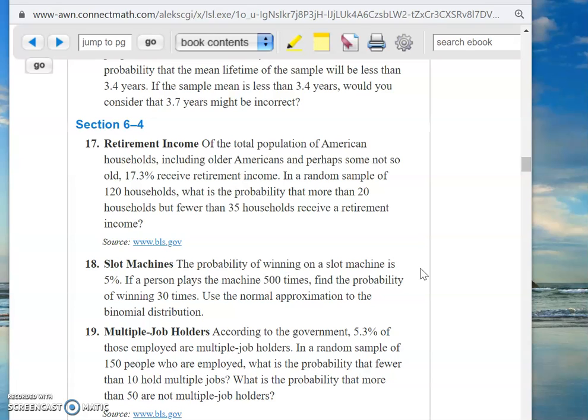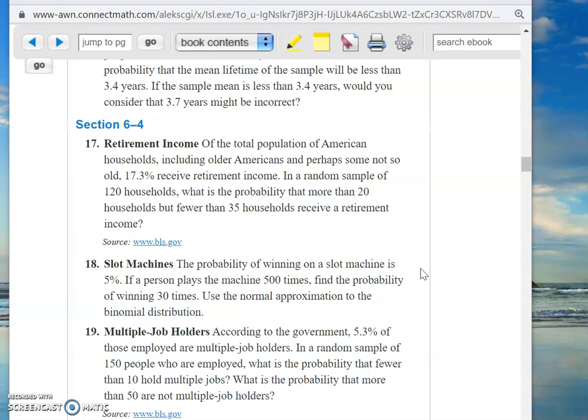So here's the problem. It's in section 6-4, the exercises. It's problem number 17, called retirement income. Now, as always, these are metaphors. It doesn't have to be retirement income. The same exact process would be done if you're talking about illnesses or anything else. Anything you can think of would use the same exact technique.